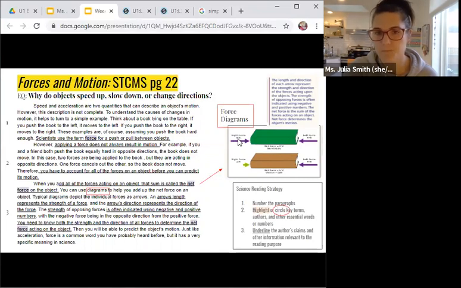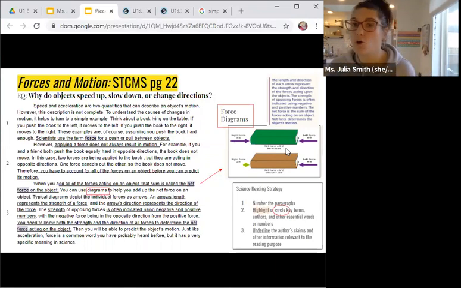And so this force is 8 newtons, and this force is 8 newtons. Because they're pushing against each other, they are canceling each other out, which results in a net force of 0 newtons. And anytime you have no net force, you have no motion.